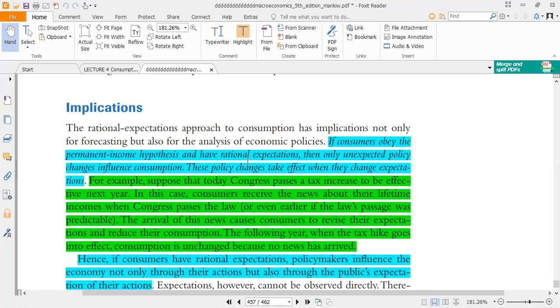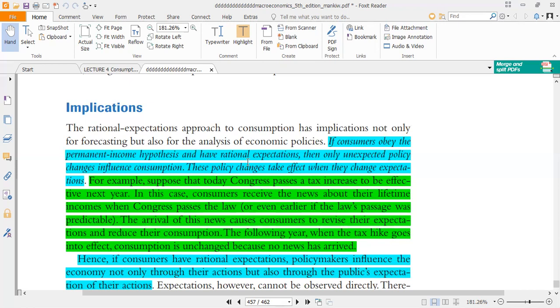Which means that if the consumer is aware of the policy, then when the policy comes into effect, it wouldn't surprise the consumer. And if the consumer isn't surprised, it doesn't affect his expectation. So the policy can only change the consumption behavior of the consumer if it is able to change the consumer's expectation. And we only change our expectations when we are surprised. If we are not surprised, then it means that we were already aware of what was going to happen, so even if the thing comes in, we've already factored it in.